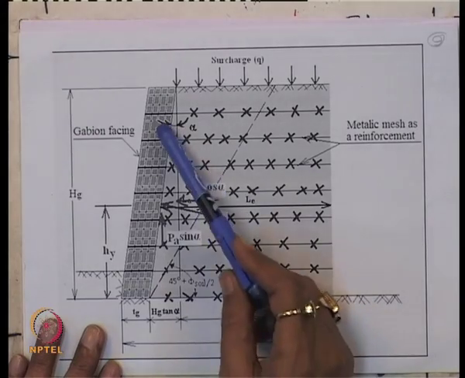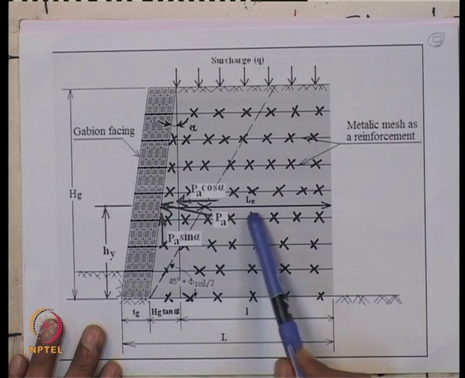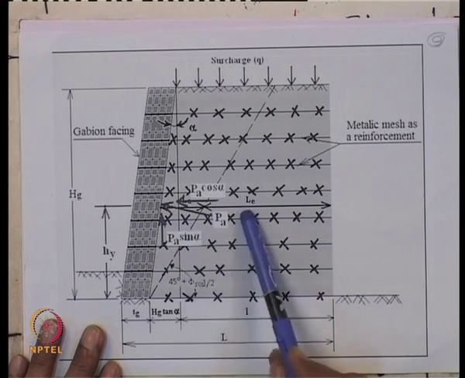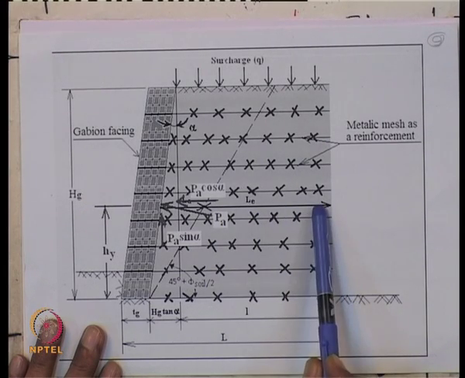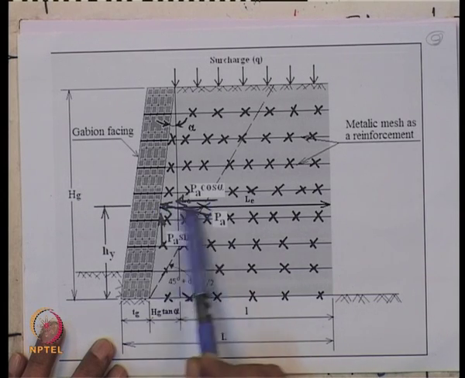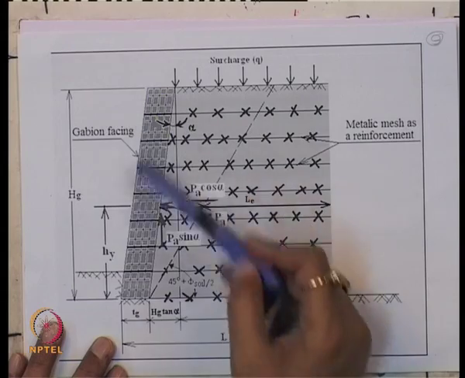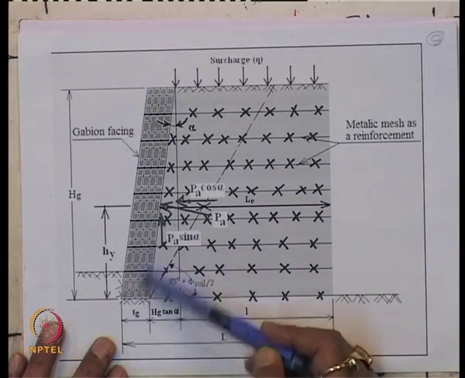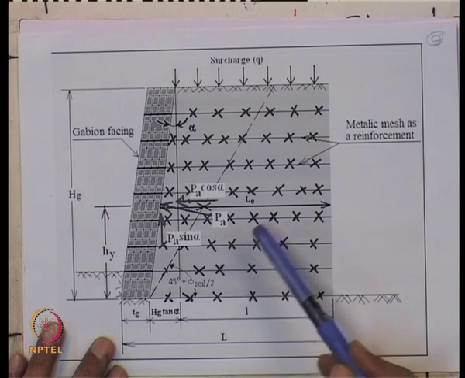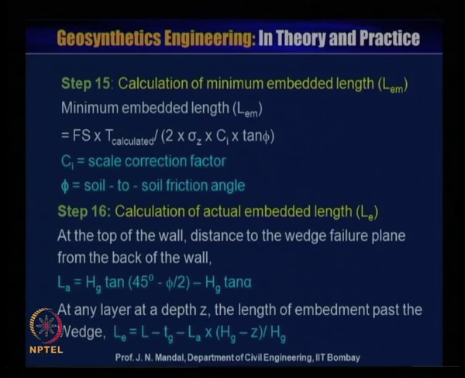So at any layer at any depth Z, the length of the embedment past the wedge, that is LE, will be equal to this total length L minus Tg minus the LA we calculated, into Hg minus Z at any depth, divided by Hg. So you can calculate the embedment length from this step.